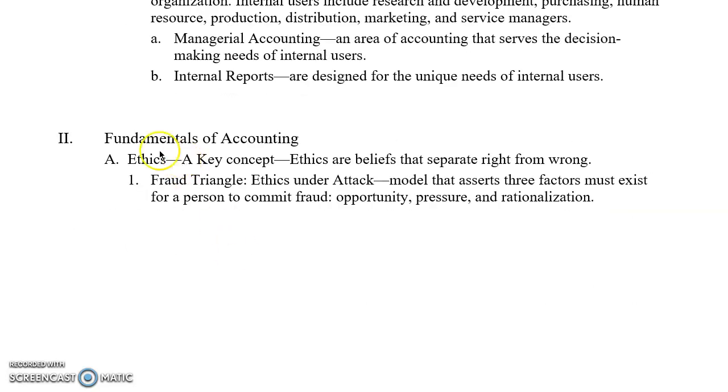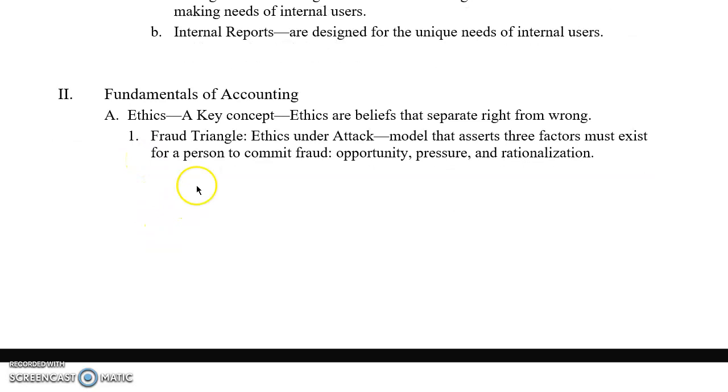Right, so ethics is huge. Okay, very huge. Fraud triangle. It's in the book. It's interesting. I'm getting my doctorate right now, and one of the students I'm going to school with had a paper looking at modifying the fraud triangle that's in your book.